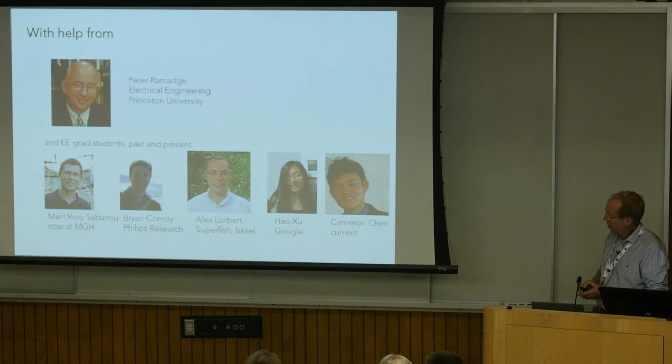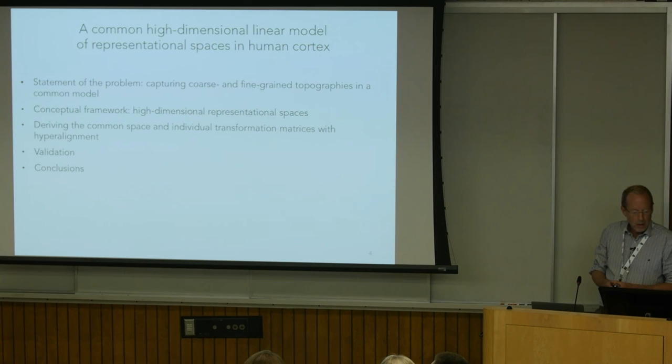So this is an outline of what I want to talk about. First of all, I'll just try to present what the problem is that we decided that we wanted to address, which is how do you capture both the coarse scale and the fine scale topographies in a common model of cortex. This common model means common across brains.